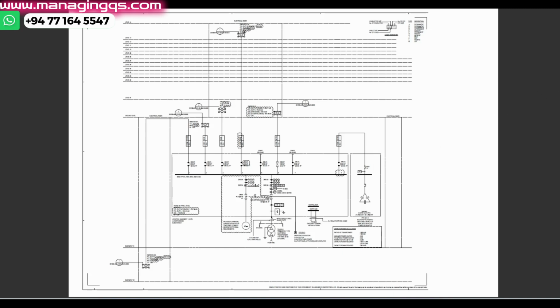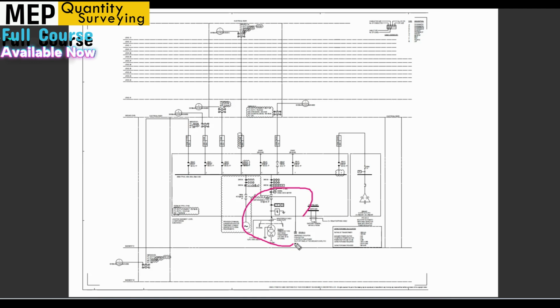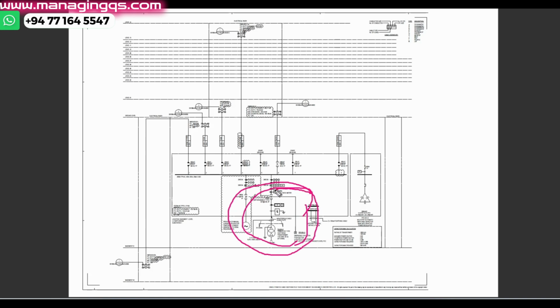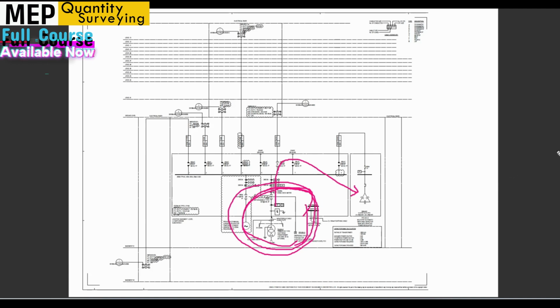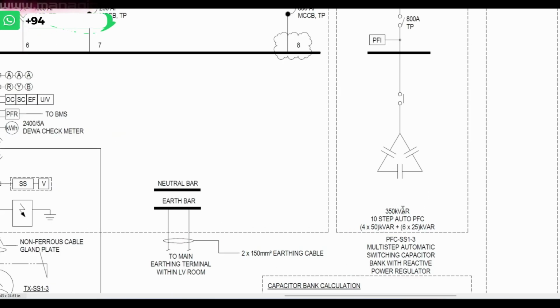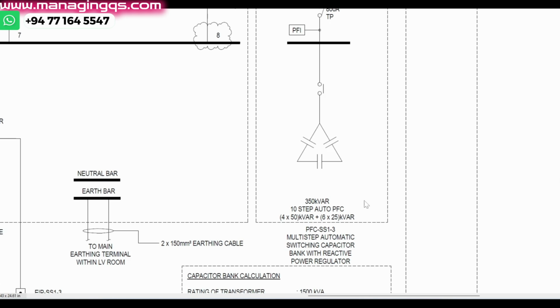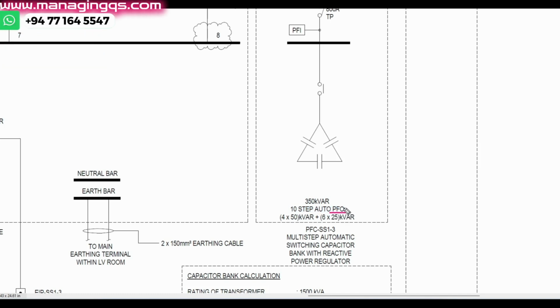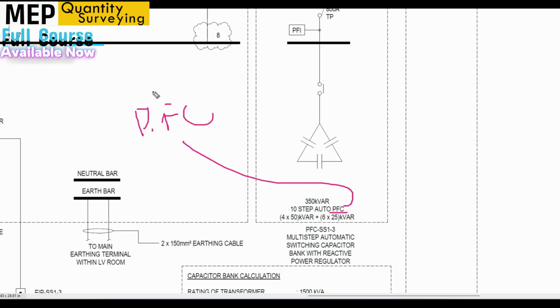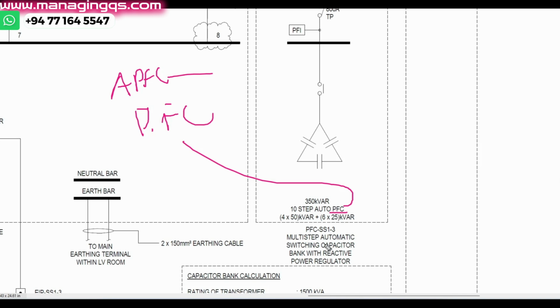Also, regarding location, we can see it especially near the main distribution board. We always know the main distribution board is fixed in an area, and we can find the capacitor bank near the main distribution board. You can see here the capacitor bank: 350 kVAR, 10 step auto PFC. Sometimes in the drawings and BOQ they mention the name PFC, and some drawings mention APFC. This is also the same multi-step automatic switching capacitor bank.